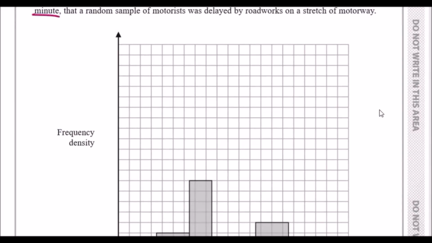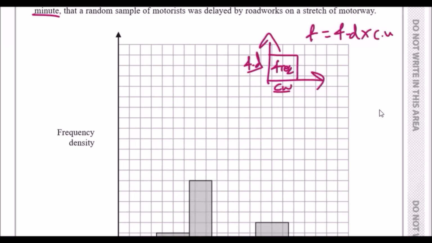For any frequency density, always draw this kind of nice little graph. Just put this nice block and treat this like a rectangle. Let's say that the area is called the frequency, which it is. That means the width is the class width, and the height is the frequency density. So we can say frequency equals frequency density times class width, just like base times height equals area.